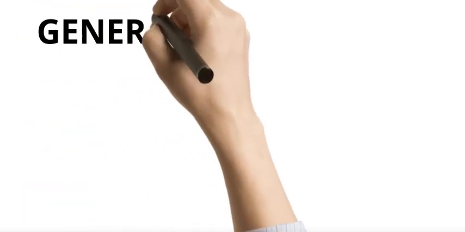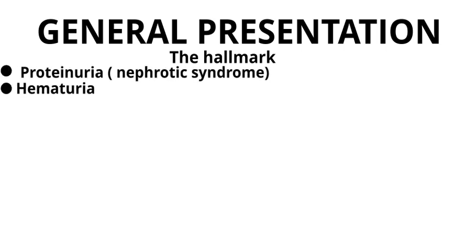General presentations of glomerulonephritis. The hallmark of glomerulonephritis is inflammation within the glomeruli that typically presents as proteinuria or hematuria, that is, nephrotic and nephritic syndromes. Renal function may be normal or it may be decreased depending on the severity and the consistency of the injury to the glomeruli. Some patients present with normal physical examination and blood pressure.